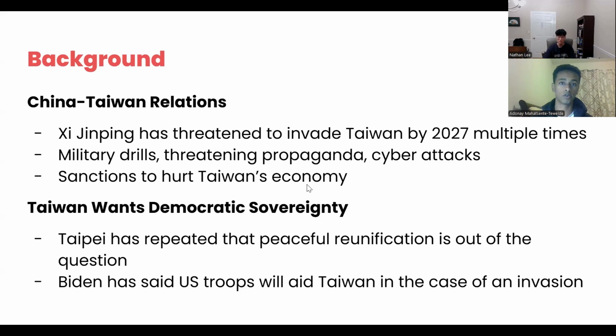So Biden has currently taken a much more polarizing stance on the matter by saying that he would send US troops to aid Taiwan in the case of an invasion or aggression, which really contradicts the current stance of strategic ambiguity.